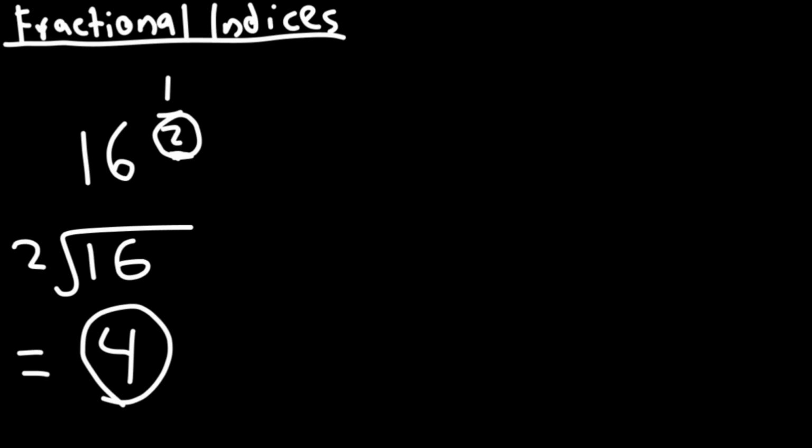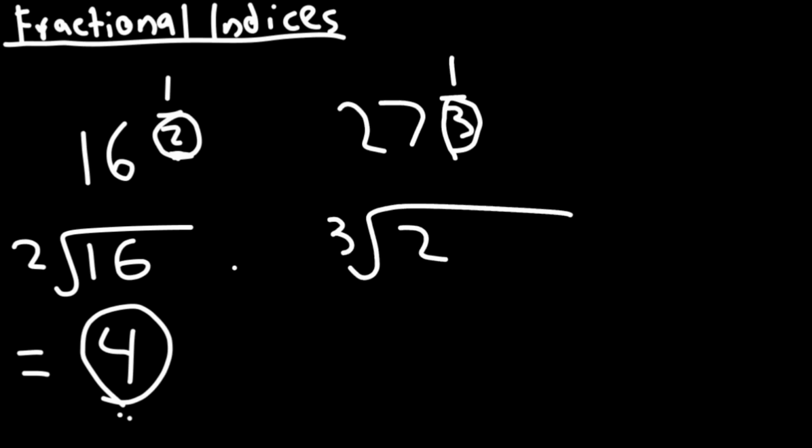So if I do another example such as 27 to the power of a third, we take the denominator, which is 3, and write it as a root. So it's the 3rd root of 27, which is just going to give me 3. As you know, 3 cubed gives me 27.